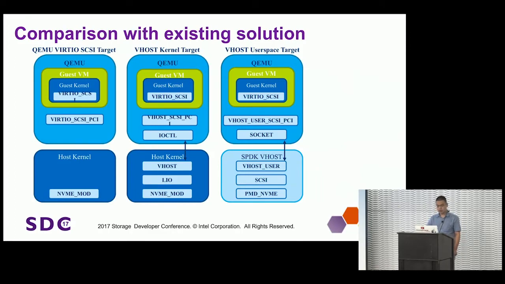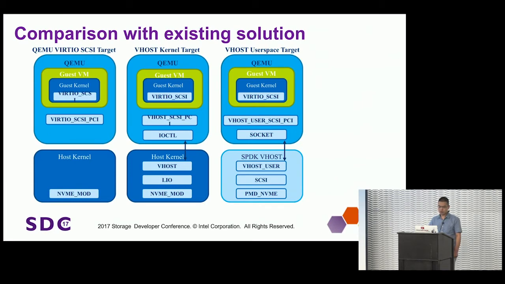And this page shows the comparison of SPDK vhost with the existing solutions. We compare the virtual SCSI target, the vhost kernel target, and the SPDK vhost user space target. The difference is about the protocols. The first one just uses virtio SCSI PCI in QEMU. But the second uses vhost SCSI PCI. And for SPDK, we use vhost user SCSI PCI.